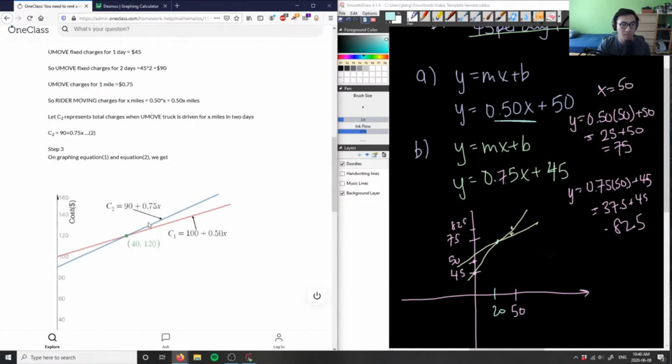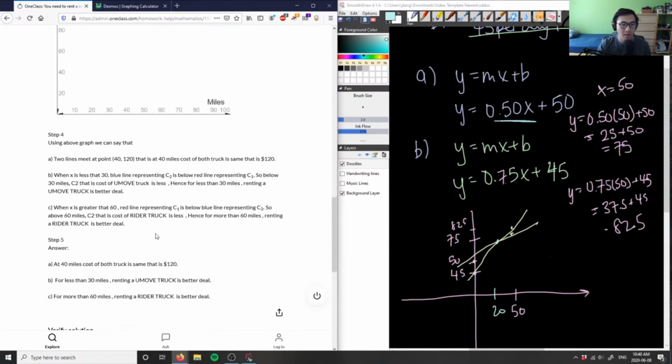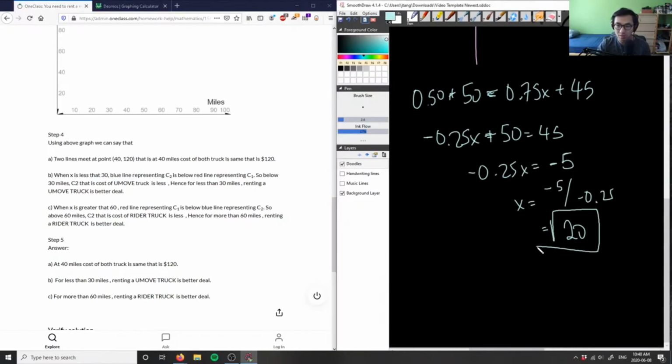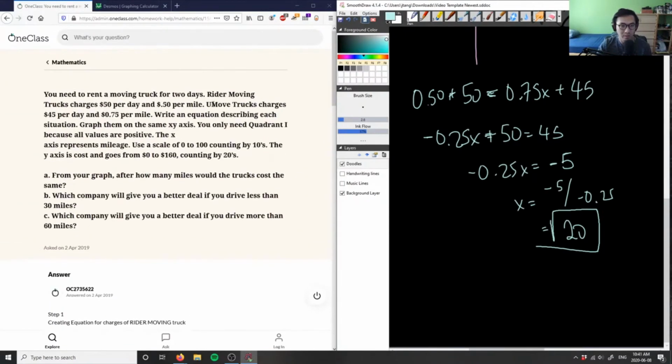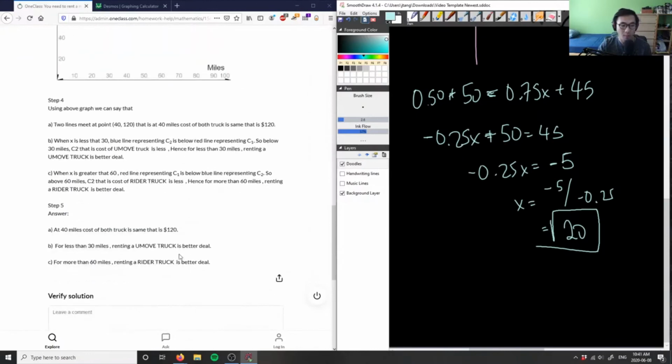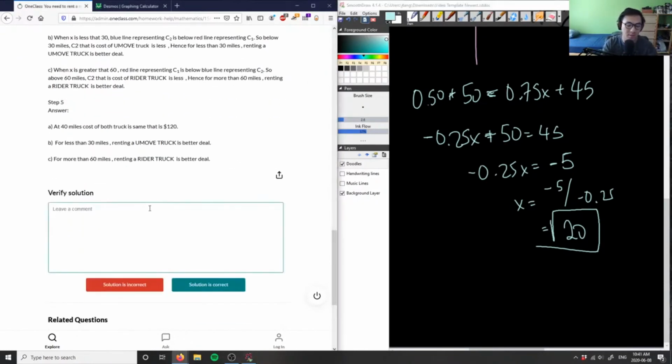So let's look at their answer here. At 40 miles, both trucks are $120, and as I told you, it was at 20 miles, so they actually wrote the wrong values here. For less than 30 miles, UMove is better. For 60, Ryder is better. So UMove was the second company, and Ryder was the first company. So the solution is actually incorrect because they failed to plot the graph correctly, and it's at 20 miles. The cost of both trucks are the same, right? So I'm going to write solution here is incorrect.